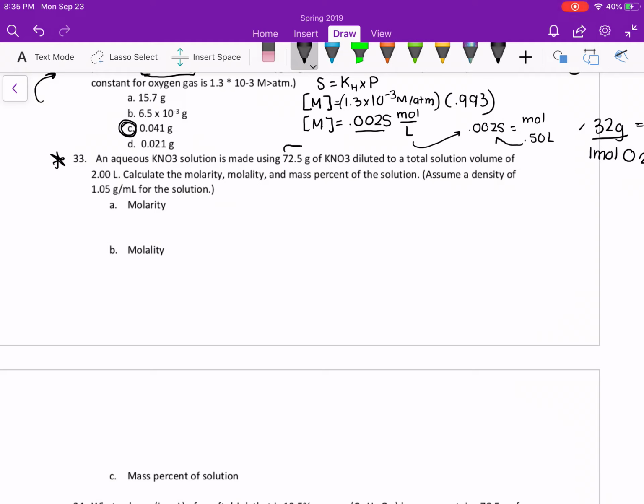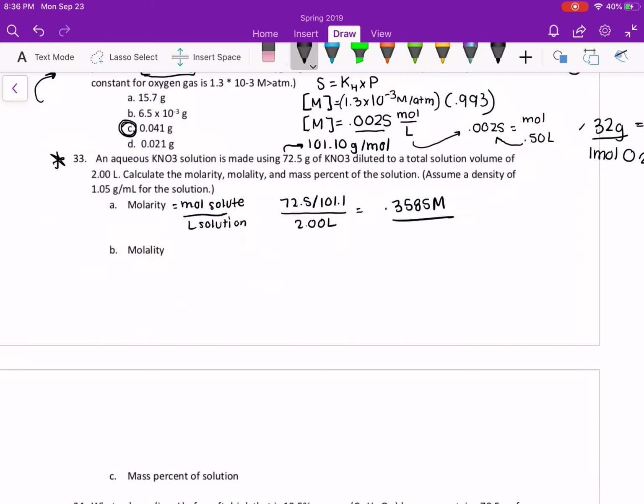The problem will either give you the molecular weight or have you find it really quick. Probably for time's sake, it'll give it to you. So it's 101.1 grams per mole. To find molarity, which is moles of solute over liters of solution, it's going to be 72.5 divided by 101.1 over the liter solution, which it says is 2. When you divide that out, you should get 0.3585 molarity.